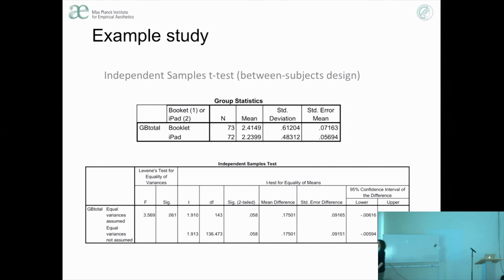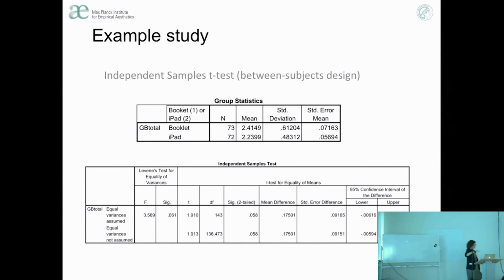Yes, the booklet. So you see here 2.4 and 2.2. This was on a scale from 1 to 4, 0 to 4, something like that. So it's not a really big difference between the two, you can already see. The standard deviation tells you a little bit that, okay, they score higher, but they also agree less with each other. It's more sort of spread out than this group.